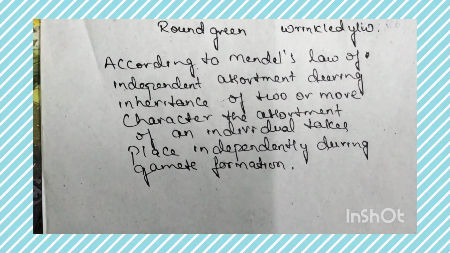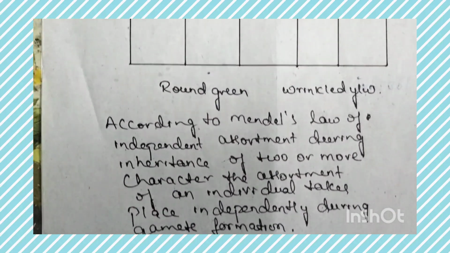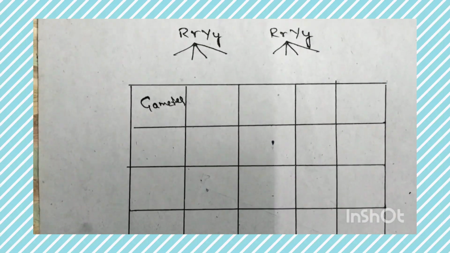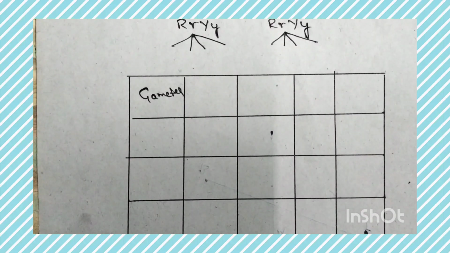ಸೊ ಮೆಂಡಲ್ ಅವರ ಪ್ರಕಾರ, ಸೊ ಇನ್ಹೆರಿಟೆನ್ಸ್ ಎರಡು ಅಥವಾ ಎರಡಕ್ಕಿಂತ ಹೆಚ್ಚು ಕ್ಯಾರೆಕ್ಟರ್ ಇನ್ಹೆರಿಟೆನ್ಸ್ ಆಗಬೇಕಾದ್ರೆ ದ ಅಸಾರ್ಟ್ಮೆಂಟ್ ಆಫ್ ಅನ್ ಇಂಡಿವಿಜುವಲ್ ಟೇಕ್ಸ್ ಪ್ಲೇಸ್ ಇಂಡಿಪೆಂಡೆಂಟ್ಲಿ ಡ್ಯೂರಿಂಗ್ ಗ್ಯಾಮೆಟ್ ಫಾರ್ಮೇಷನ್. ಅಂದರೆ ಪೇರೆಂಟ್ನಲ್ಲಿ ಏನು ಕ್ಯಾರೆಕ್ಟರ್ ಇರಲ್ವೋ ಅದು ಆಫ್ಸ್ಪ್ರಿಂಗ್ನಲ್ಲಿ F1ನಲ್ಲಿ ಏನು ಕ್ಯಾರೆಕ್ಟರ್ ಇರೋದಿಲ್ವೋ ಅದು F2ನಲ್ಲಿ ಎಕ್ಸ್ಪ್ರೆಸ್ ಆಗಿರುತ್ತೆ. ಸೊ ದಟ್ ಈಸ್ ಇಂಡಿಪೆಂಡೆಂಟ್ಲಿ ಎಕ್ಸ್ಪ್ರೆಸ್ಡ್. ಸೊ ಇದನ್ನ ಅರ್ಥ ಮಾಡ್ಕೋಬೇಕು ಅಂದರೆ, ಸೊ ಲೆಟ್ ಅಸ್ ಟೇಕ್ ಒನ್ ಎಕ್ಸಾಂಪಲ್. ಸೊ ನಾನು ಎಕ್ಸಾಂಪಲ್ ಯಾವ್ದು ತೊಗೊತಾ ಇದ್ದೀನಿ ಅಂದರೆ, ಸೊ ಇಲ್ಲಿ ನಾವು ತೊಗೊತಾ ಇರೋದು ಎಕ್ಸಾಂಪಲ್ಲು ರೌಂಡ್ ಗ್ರೀನ್. ಅಂದರೆ ಎ ಪ್ಲಾಂಟ್ ಹ್ಯಾವಿಂಗ್ ರೌಂಡ್ ಸೀಡ್ ಆ್ಯಂಡ್ ಗ್ರೀನ್ ಇನ್ ಕಲರ್.